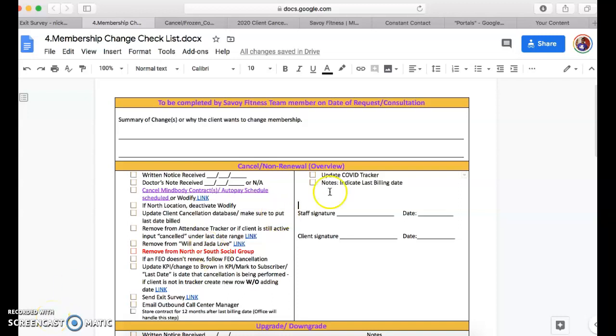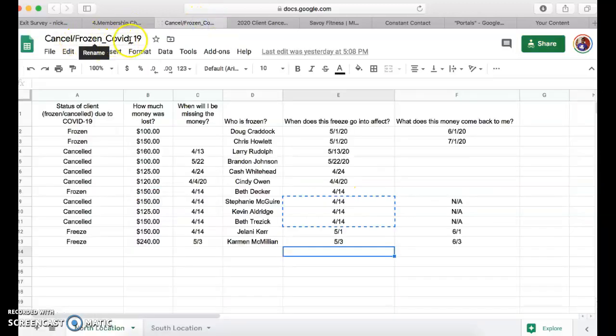All right, you guys. Today I'm going to show you how to update the COVID tracker. So you need access to the cancel free COVID tracker here.